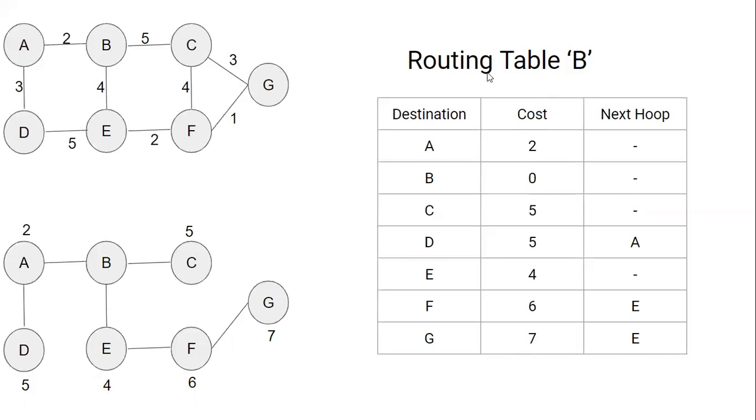So now I'm creating another table, routing table 2 here. Which will become my source here? B will become my source. Now from B we need to travel, right? So B will be the source. See here. B to A is how much? 2. So I have written here 2.